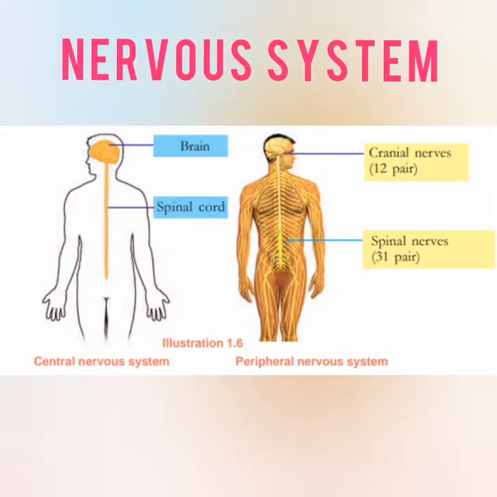Now we shall discuss the nervous system. The nervous system consists of two parts, the central nervous system and the peripheral nervous system. The central nervous system consists of the brain and spinal cord, and the peripheral nervous system consists of cranial nerves and spinal nerves. Cranial nerves are 12 pairs and spinal nerves are 31 pairs.